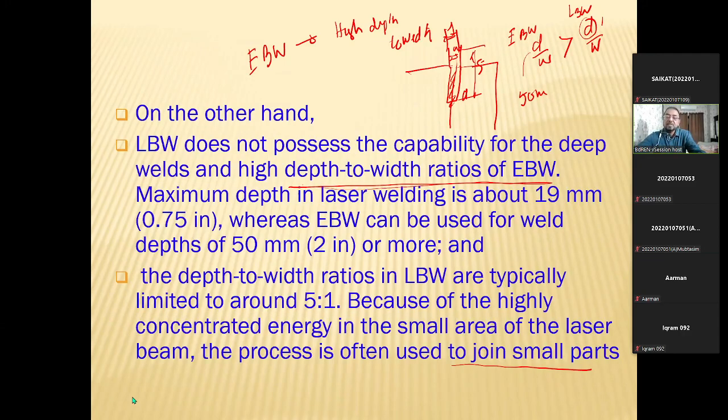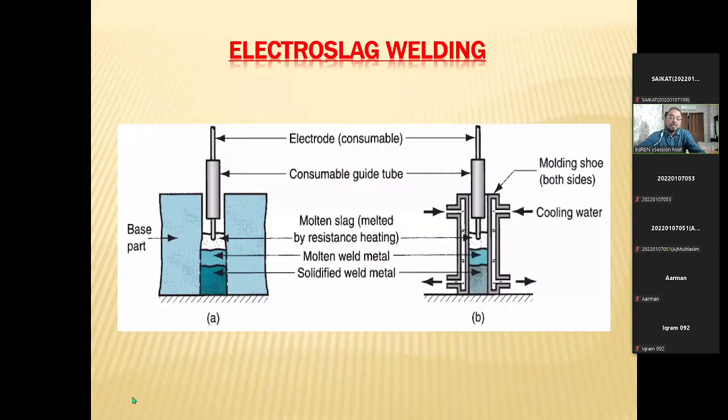So that is the summary of EBW and LBW. There is another type of welding called electroslag welding. Here, interestingly, our metal will go, and there will be an arc between the metal and the electrode, but the arc will be submerged into the mold, into the slag. But this slag, unlike other slag, is electroconducting.